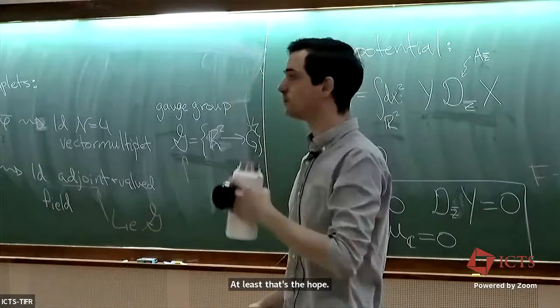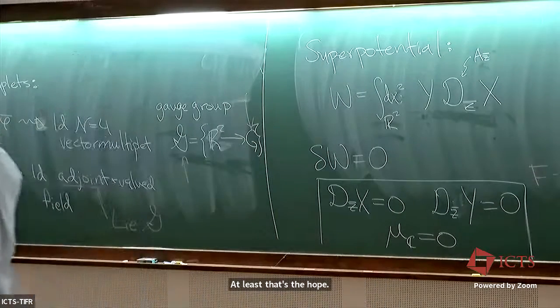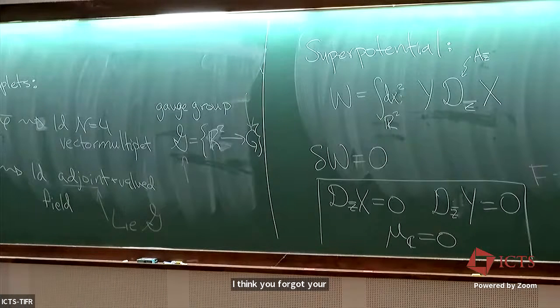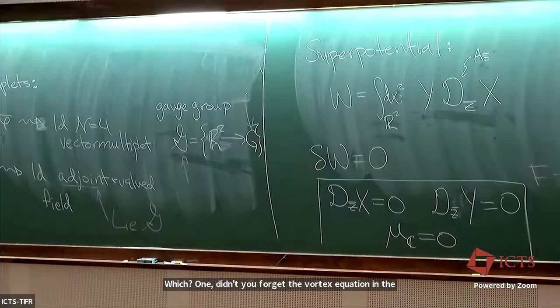And Nick, I think you forgot your vortex equation in M. Which one? Didn't you forget the vortex equation in the first line? No, this is a double slash. Oh, sorry, yes. It's a symplectic quotient.